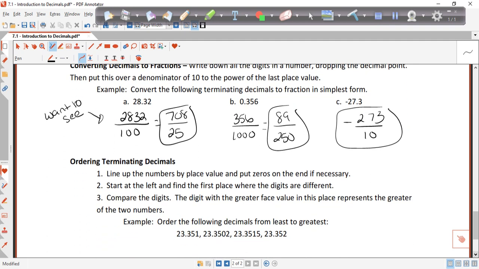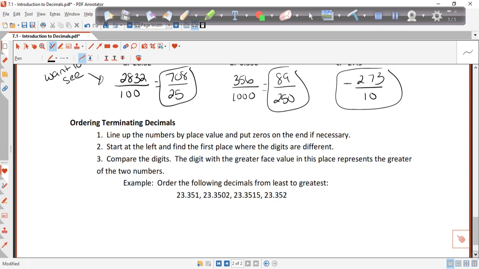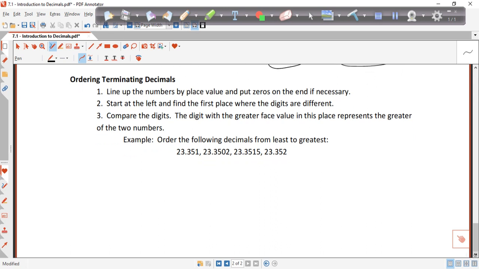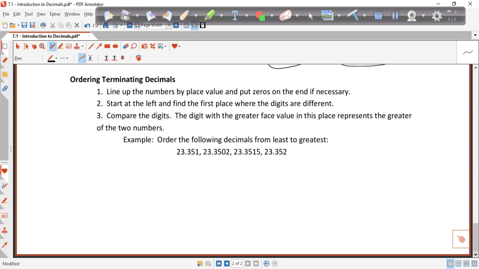Ordering terminating decimals. When we want to put numbers in order, what we're going to do is line up the numbers by place value, and we'll put zeros at the end if necessary to keep the numbers the same length. We're going to start at the left and find the first place value where the digits are different, and then we'll compare the digits after that. Pay attention to your directions, whether it says to put them from least to greatest or greatest to least, because it does ask both. So I'm going to follow these steps.